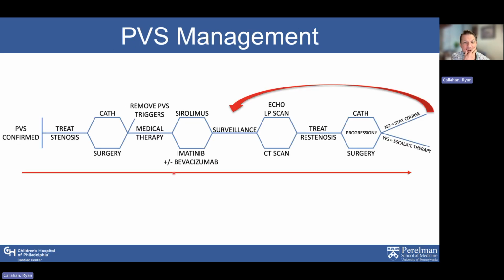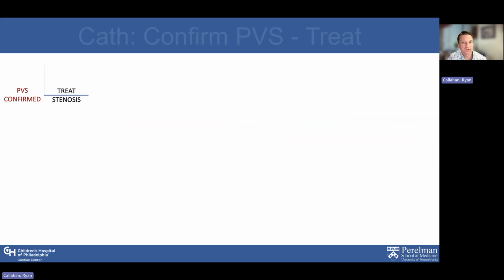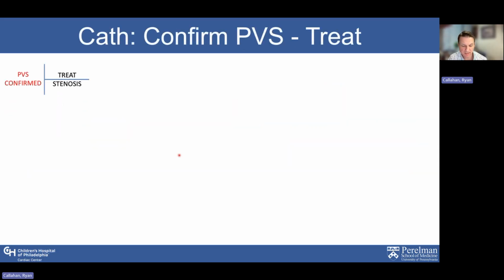Okay, so now we're going to go into PVS management, and this can vary from institution to institution. This is just me trying to give you a broad overview of how these patients are managed, so you understand why we're collecting some of the things that we're collecting. Okay, so let's go through this. We confirm PVS typically in the cath lab, and then we treat the stenosis. We can treat the stenosis with cath or surgery, but let's go through cath first.